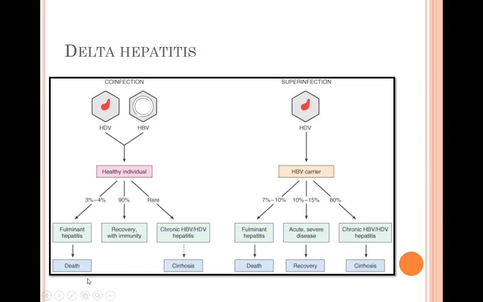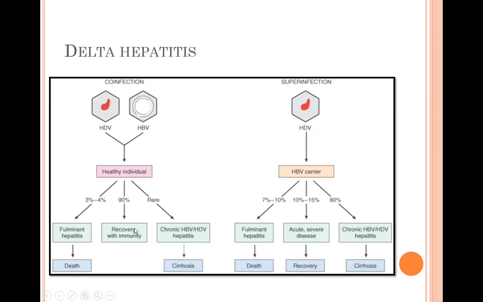So this delta hepatitis, look at this flowchart, it's quite easy to understand. If at the same time you're getting infection with HBV virus and hepatitis delta virus, that means the co-infection. Okay? A healthy individual is infected at the same time. You can see the fulminant hepatitis: had it been hepatitis B alone, it would have been 1% going into fulminant. But because the HDV is friendly with HBV, it increases the fulminant hepatitis to 3 to 4%. And fulminant hepatitis causes death. So this fulminant hepatitis can lead to death, that I have told you.